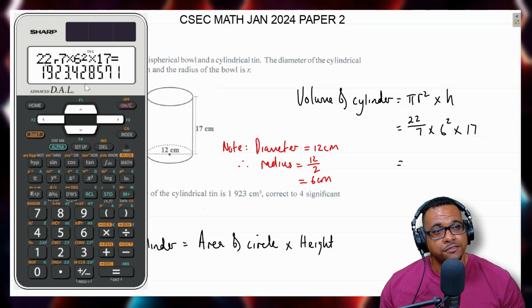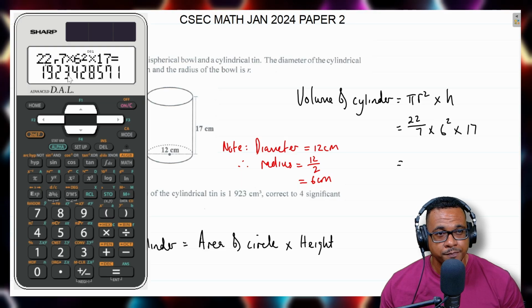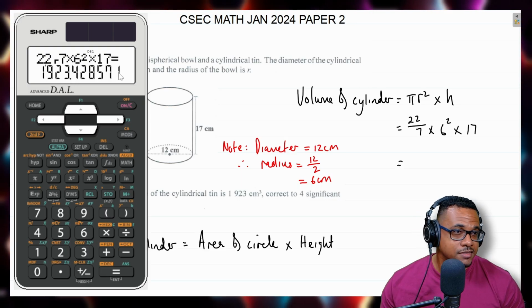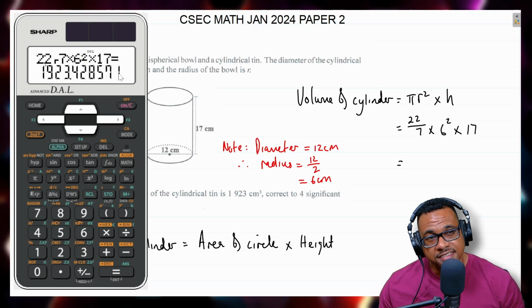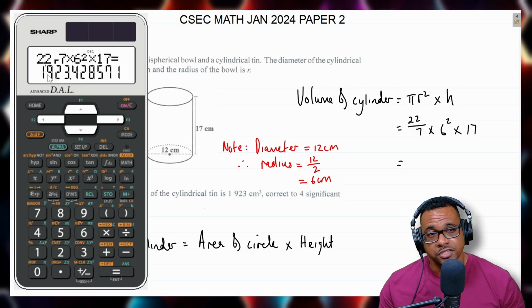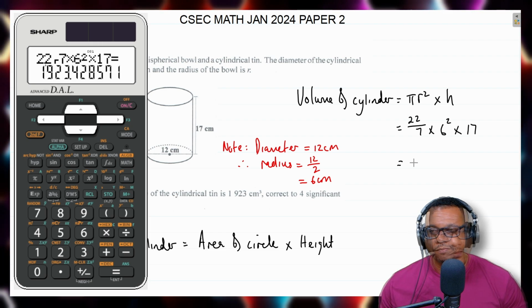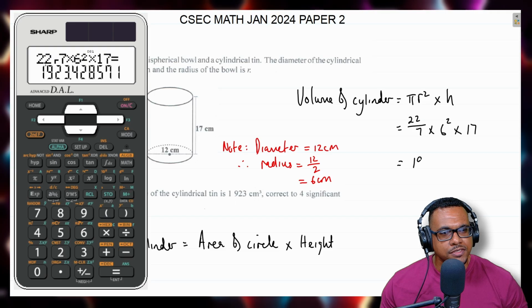Now they say they want it to 4 significant figures. So 1, 2, 3, 4, stop at the 3. After the 3 is a 4. Therefore the 3 remains the same and everything behind it turns to zeros. But everything behind it is after the decimal point. So those zeros would not matter. So the answer would just be 1,923 centimeters cubed. So we'll have 1,923 centimeters cubed.